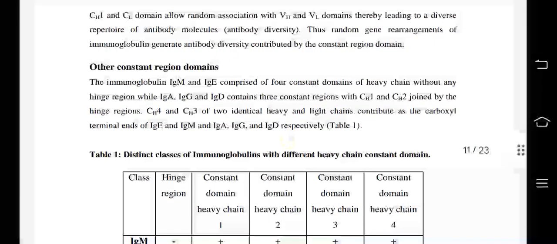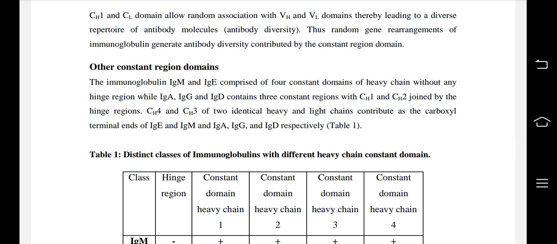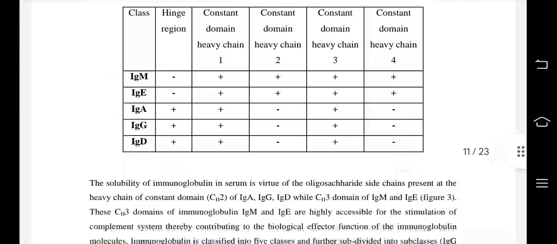Other constant region domain: the immunoglobulins IgM and IgE comprise 4 constant domains of heavy chain without any hinge region, while IgA, IgG and IgD contain 3 constant regions with CH1, CH2 joined by the hinge region. CH4 and CH3 of 2 identical heavy and light chains contribute as the carboxyl terminal ends of IgE and IgM and IgA and IgG and IgD respectively.